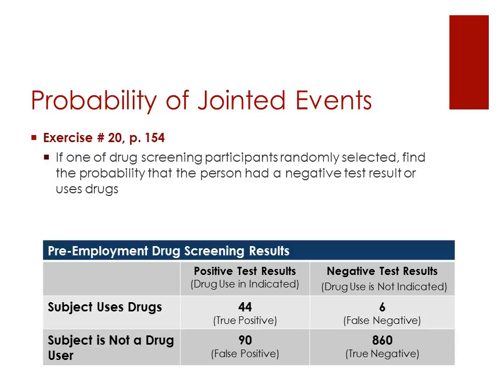All right, now I want you to go through and do a similar problem. So we're going to use this data, and we're going to ask that if one of the drug screening participants is randomly selected, find the probability that the person has a negative test result or uses drugs. So you're going to go through the exact same methods we just did before to calculate your answer. So pause the video, go through each of those steps, solving that exercise problem, and then when you're finished, turn the video back on and let's check the answer together.